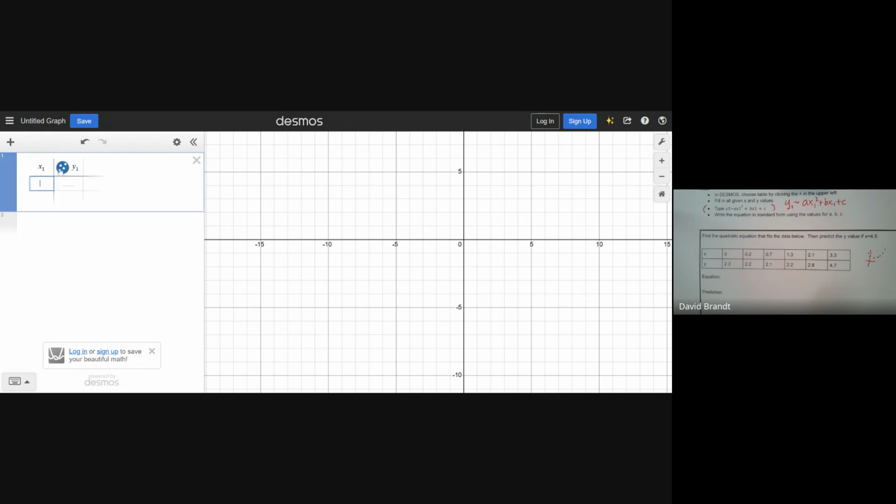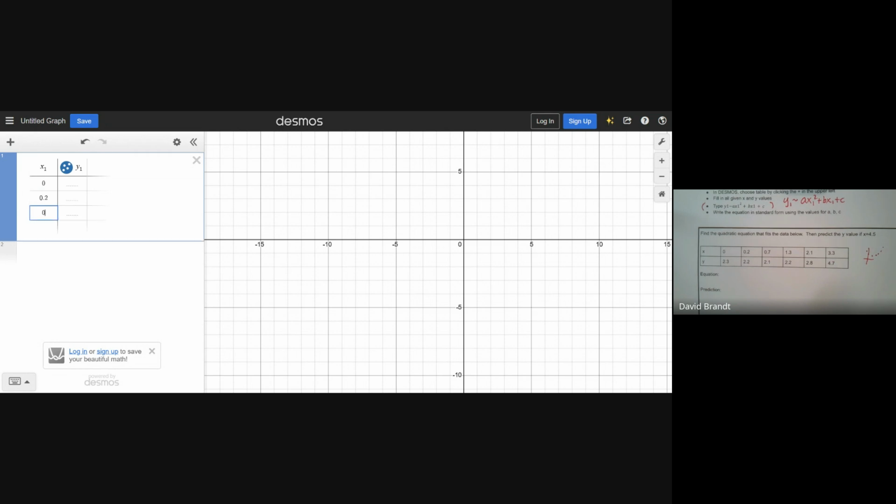We're not going to erase the Y1 because we're not putting in the equation. We're just putting in the data points. So it's easier if you do the X values first and then the Y values. 0, 0.2, and then the next one is going to be 0.7. And then 1.3. And then 2.1. And finally 3.3.